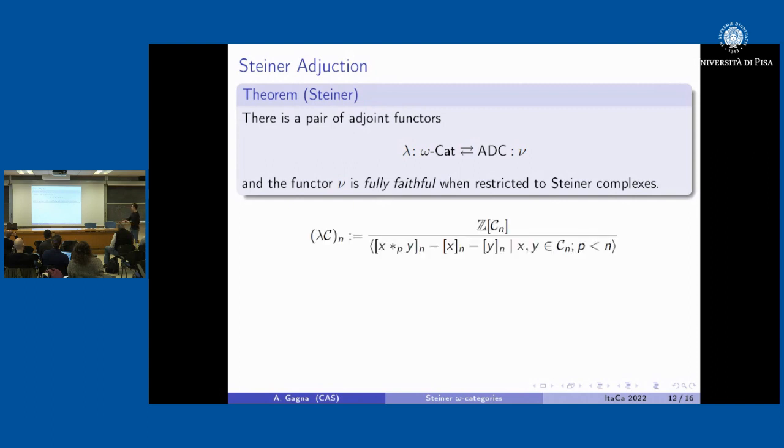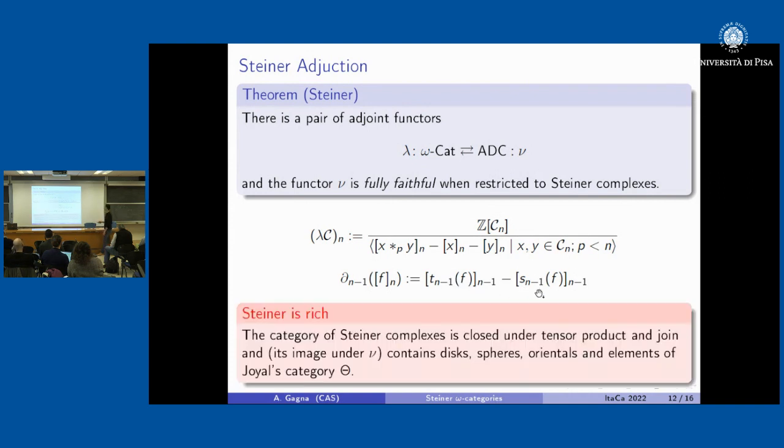But do we have examples of this? Oh yeah, this is for fun, just to see how this thing is done. And it's really what we said, right? At level n, you take the free abelian group generated by the cells, and the composition becomes sum. And the differential is just target minus source. The category of Steiner complexes is very rich. It's closed under the tensor product, which is the Gray tensor product, and under the join, so the join of omega categories. And it contains these spheres, orientals, and elements of Joyal's category Theta.